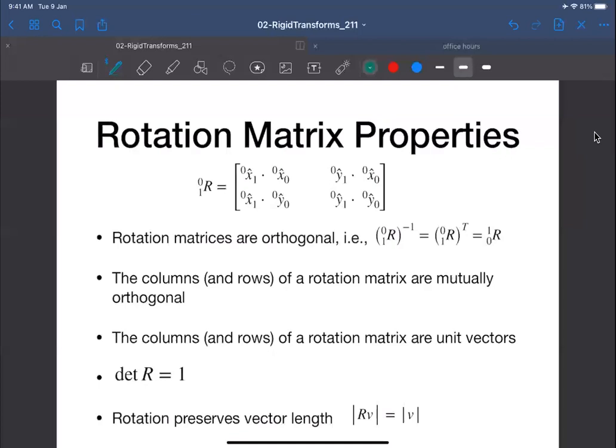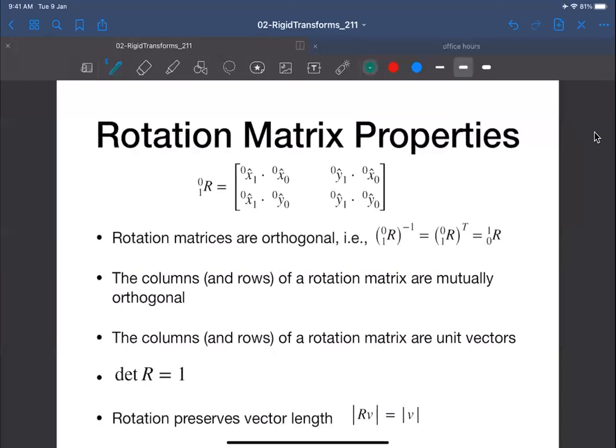The second property is that all columns are mutually orthogonal. So if you take any two columns of a rotation matrix and you dot product them, the dot product result must be 0. Or also the rows as well. If you take any two rows, why is it so? Because it's a consequence or a corollary from the first property in which the rotation matrix is orthogonal.